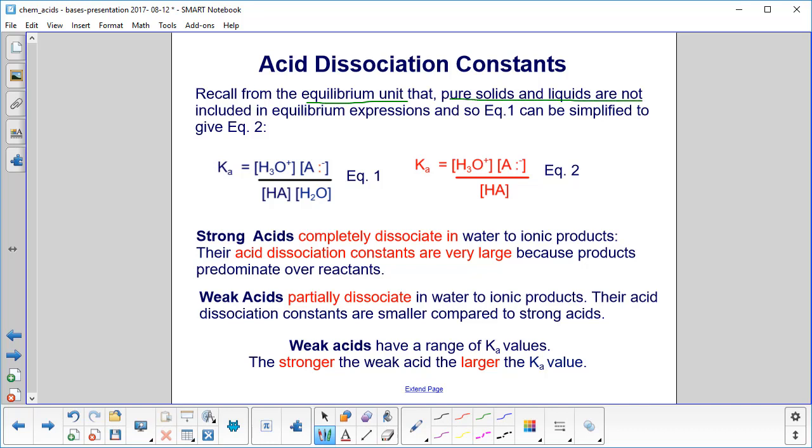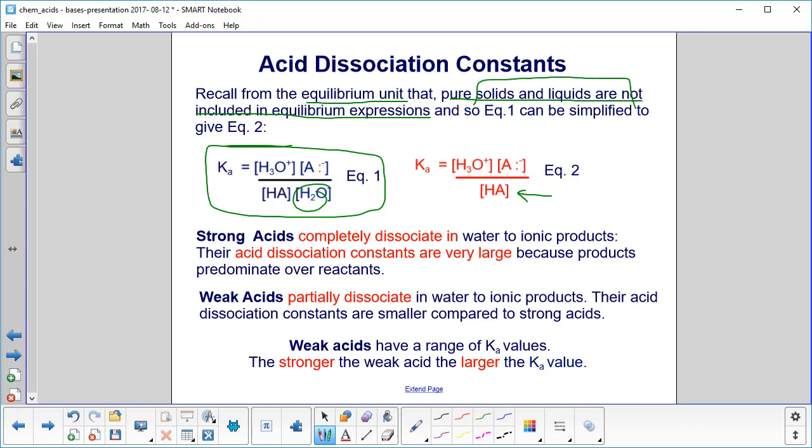Pure solids and liquids are not included in equilibrium expressions. So equation 1 can be simplified to give equation 2. Here's equation 1. And water is a pure liquid, so we don't put it over here. See right over here. Pure solids and liquids are not included.